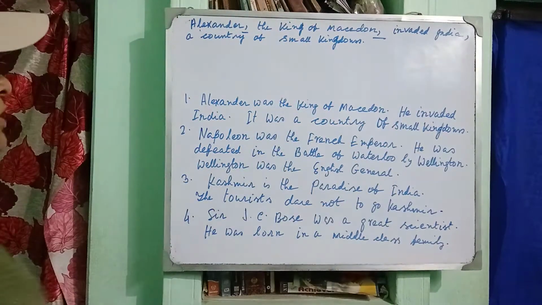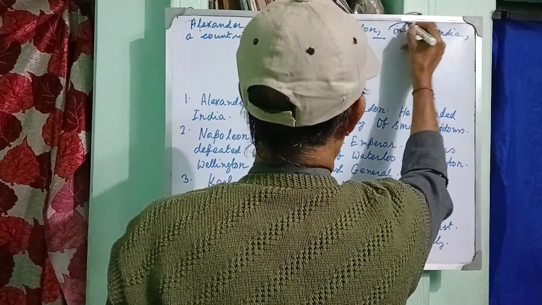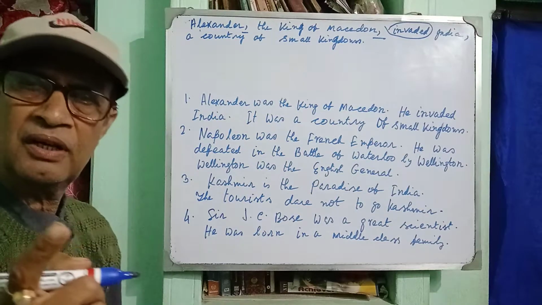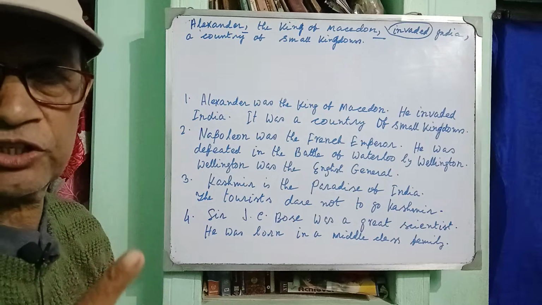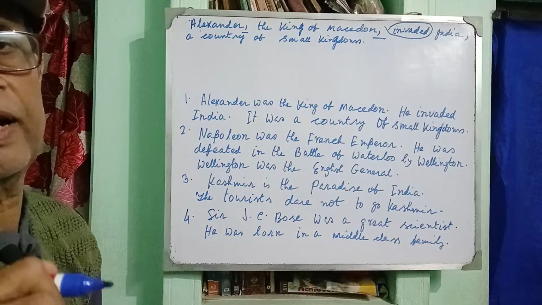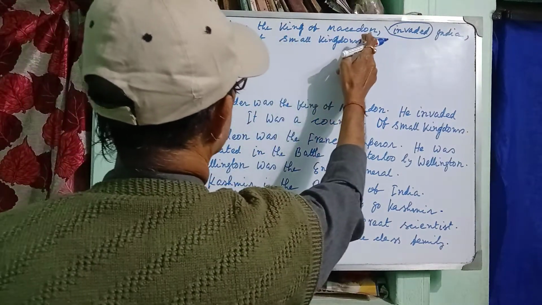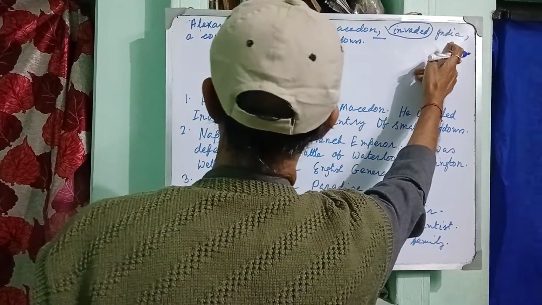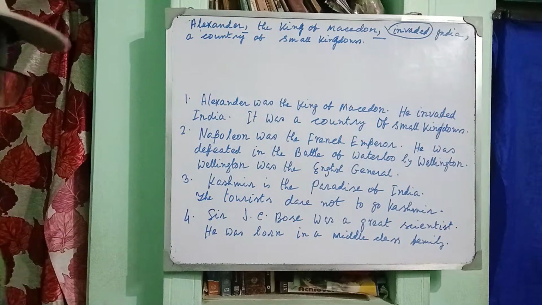Please look at the sentence. There is only one finite verb, that is invaded. Invaded is the only finite verb in a simple sentence. And you know that the first and foremost characteristic of a simple sentence is that it must have only one finite verb. Alexander is noun, the king of Macedon is noun phrase. Invaded finite verb, India is noun, and a country of small kingdoms is the noun phrase.